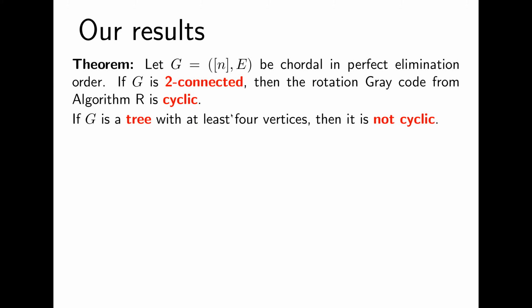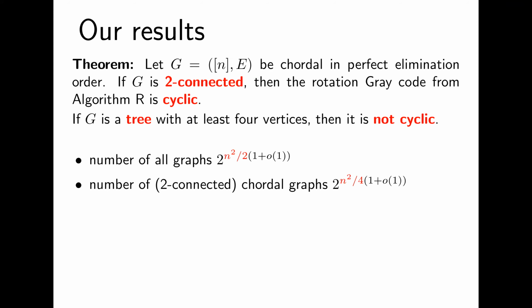This is a positive result. There is a negative result. If the graph G is a tree, then this Gray code is never a cycle. So for paths and stars, you never get a cycle, at least not from this algorithm. We know that there is a cycle, but the algorithm doesn't give you one.